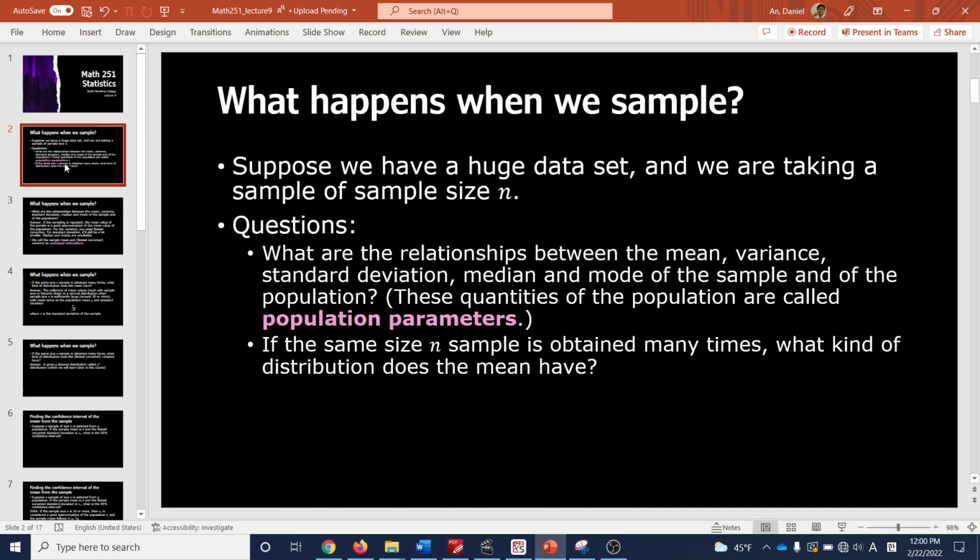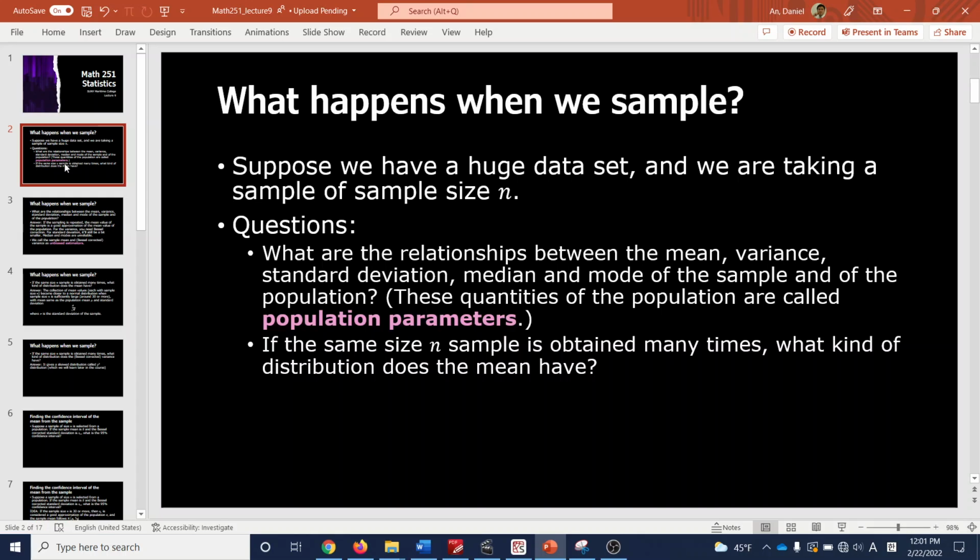So here are some questions that you can ask when you sample. What is the relationship between the mean, variance, standard deviation, median, and mode of the sample, and of the population? Recall that sampling means you have an entire population, could be in the millions, but you don't have the money to get all the data, so you get a sample of 100 people.